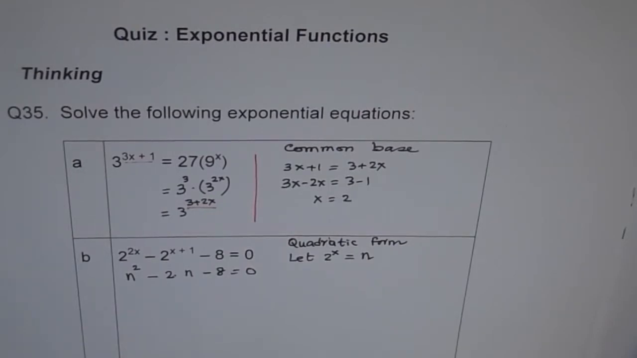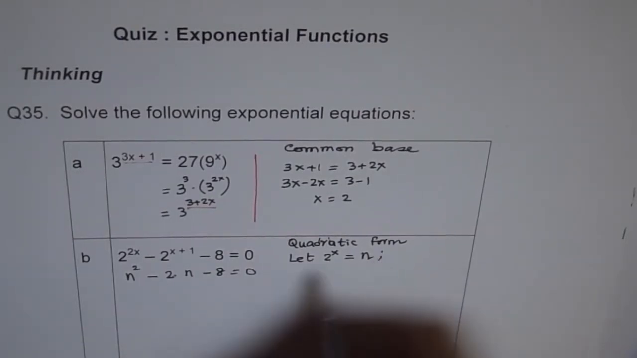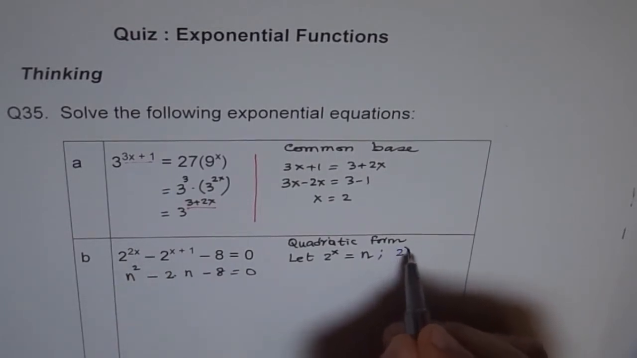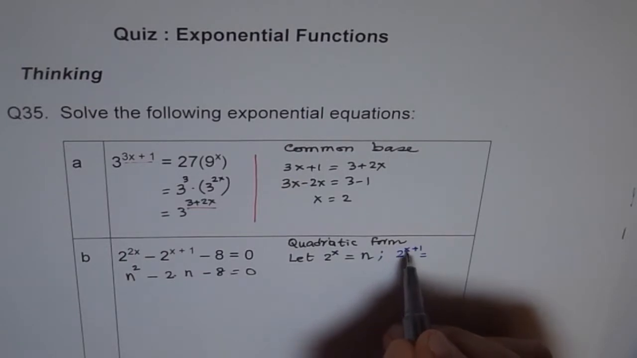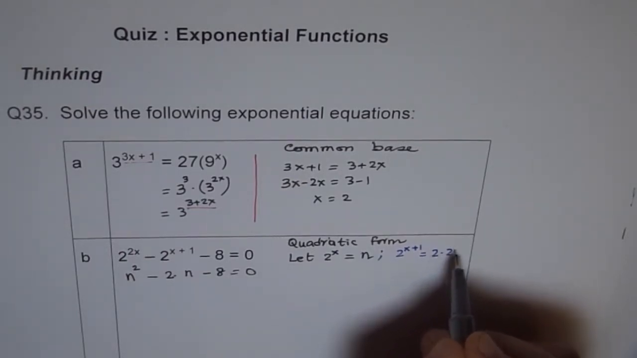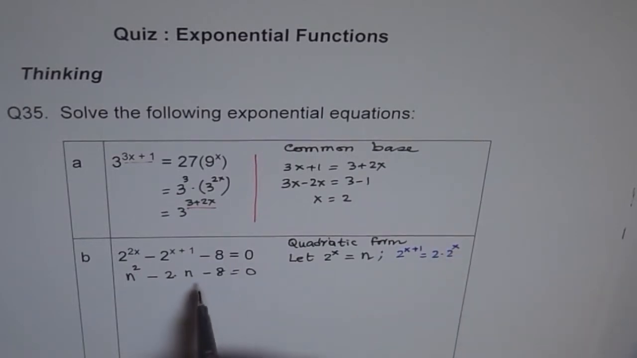Well, what I did was, let me show you here. It was 2 to the power of x plus 1. So I wrote this as 2 to the power of x times 2 to the power of 1, correct? Which is 2 times 2 to the power of x, correct? And then I substituted n for 2 to the power of x. Do you see that relation? That's how I did this part.